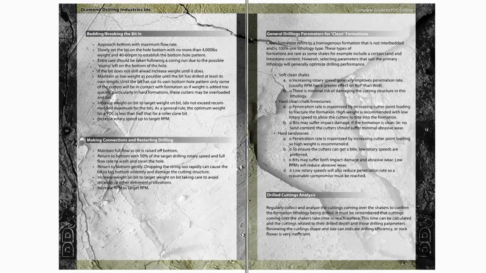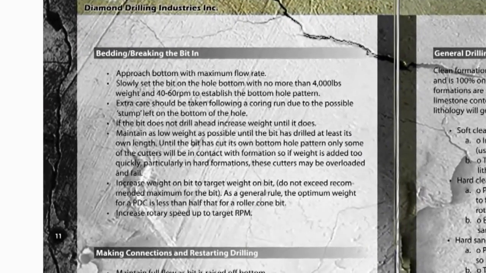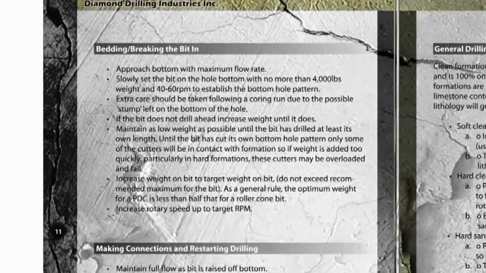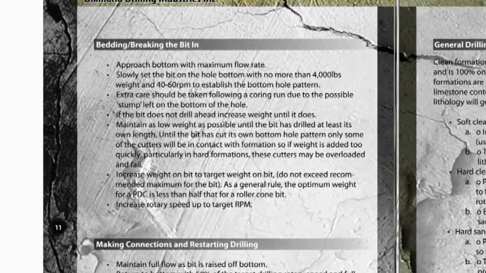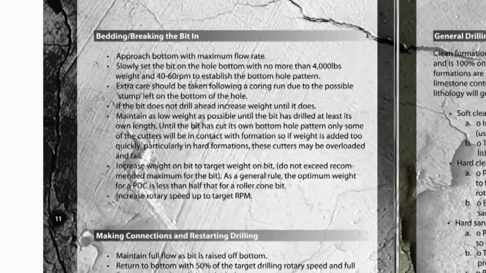Bedding or breaking the bit in. Approach bottom with maximum flow rate. Slowly set the bit on the hole bottom with no more than 4,000 pounds weight and 40 to 60 RPM to establish the bottom hole pattern.